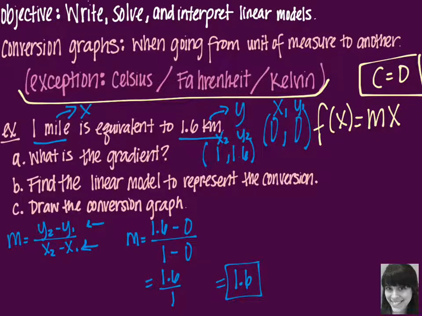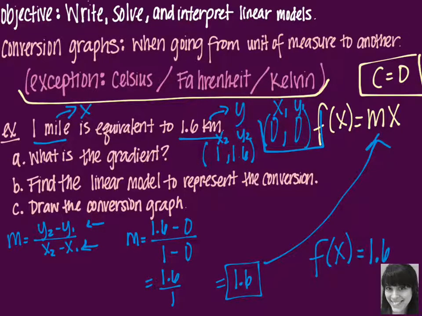Now, because your y-intercept is 0, 0, that means the c equals 0. Okay? So all you have to do to find the linear model is to input the gradient into f of x. So your linear model is f of x equals 1.6x.